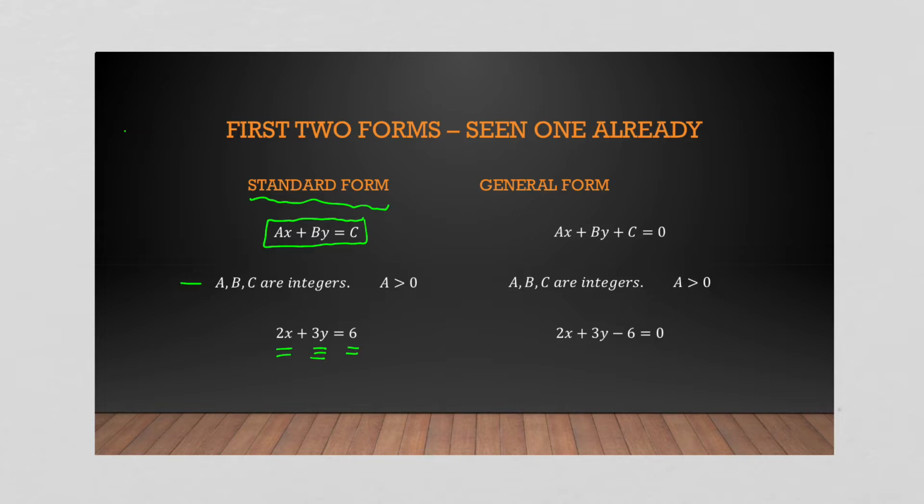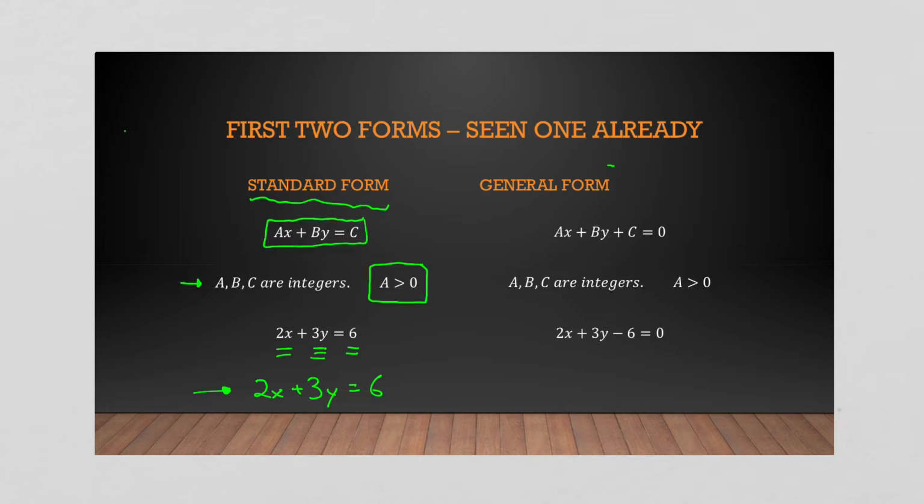Now, a, b, and c need to be integers, which means there are no fractions to technically be in standard form. But then the big one is a needs to be positive. So if we want to narrow down our number systems, a actually needs to be a whole number. So in this case, we have 2x plus 3y equals 6, right? None of those numbers are fractions, and the leading term here is not negative. So that is technically in standard form.